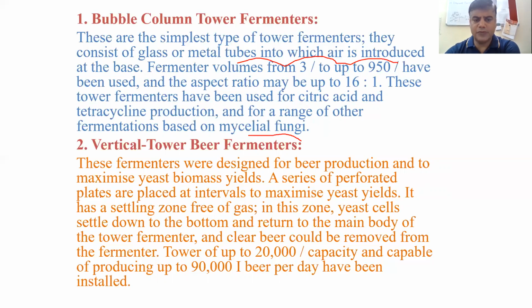Vertical tower is there. These fermenters were designed for beer production and to maximize yeast biomass yields. Fermenters with a capacity of 220,000 liters, capable of producing up to 90,000 liters of beer per day, have been installed.